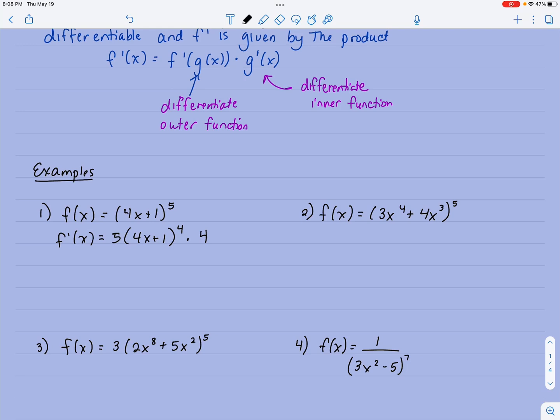And then if it can be simplified, you do. The only way you can simplify this is you can multiply the 5 and the 4. You're not going to have to multiply out the 4x plus 1 to the 4th. And you can just leave it like that.